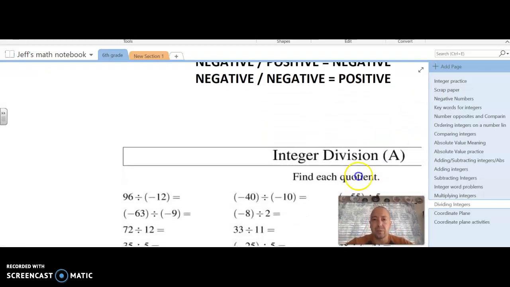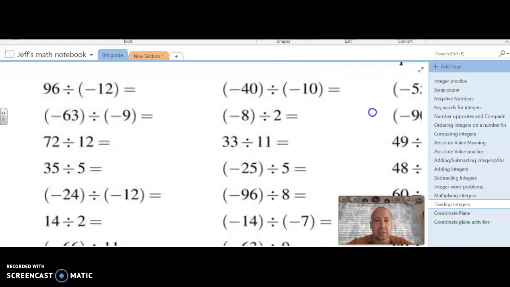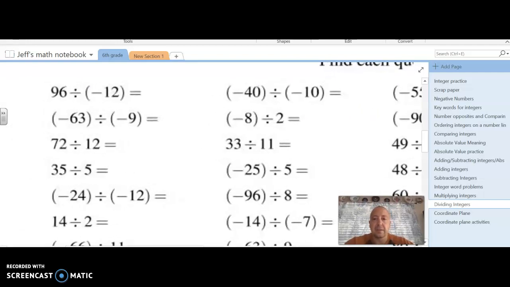So if we take those rules and apply them to some practice problems, we'll look at the middle column right now, and it says negative 40 divided by negative 10. So we have a negative divided by a negative. The rule says if we have two negatives, it's going to come out to a positive answer. So negative 40 divided by negative 10 is going to give us a positive 4. The next one down says negative 8 divided by 2. So we have a negative divided by a positive. That's going to come out to a negative answer, negative 4.